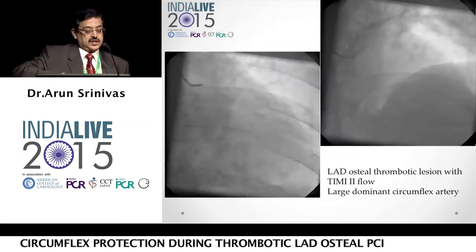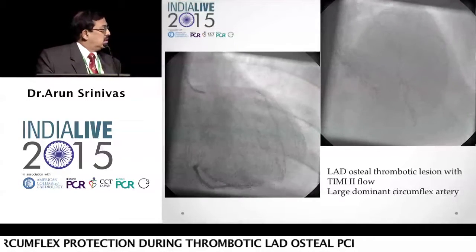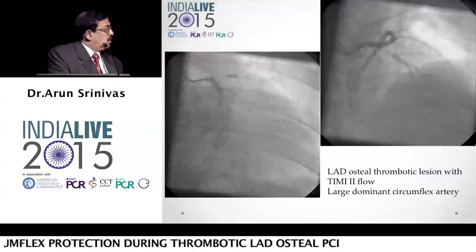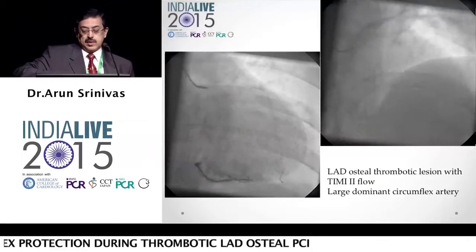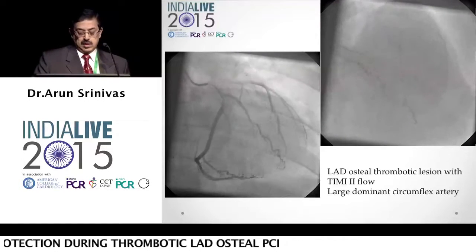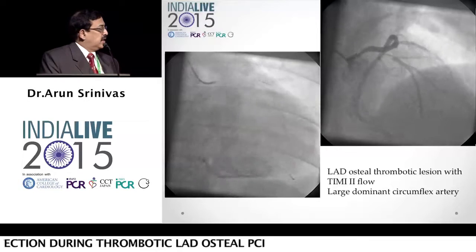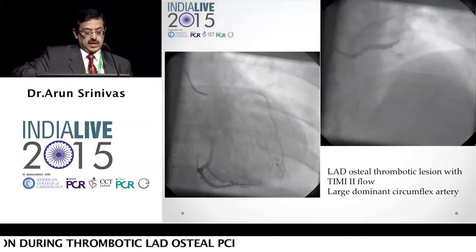Now, this is his initial angiographic picture. You'll see a large thrombotic burden in the proximal LAD artery with about TIMI 2 flow into the LAD. And another important thing that you should see here is that he's got a very large and dominant circumflex artery.